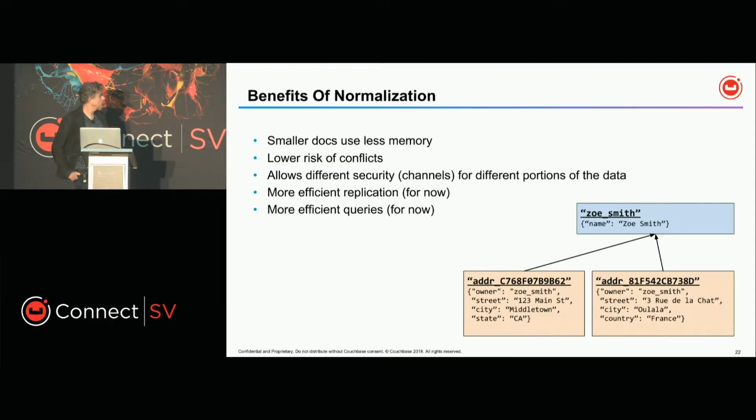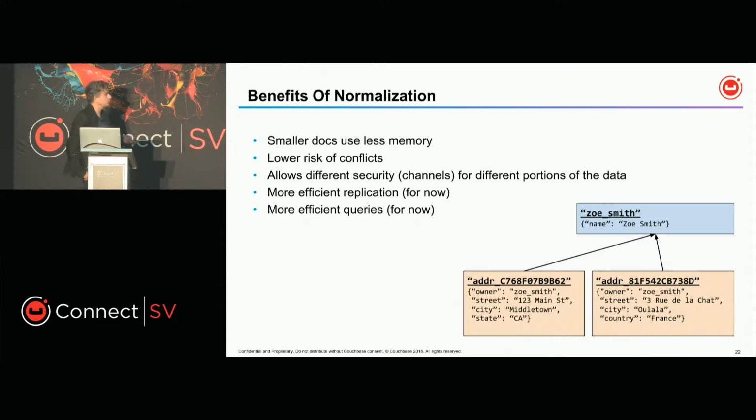There are also some technical limitations in Couchbase Lite for now that make this attractive, which is that the replicator always sends entire documents. It doesn't send deltas. So if you have a very large document and you change one small part of it, the entire document still gets transmitted over the network.